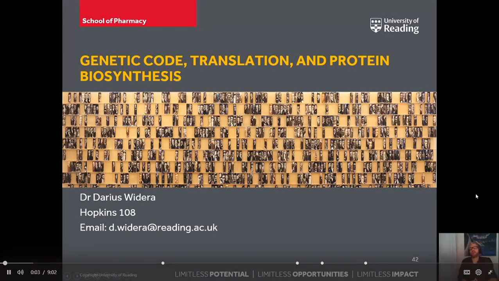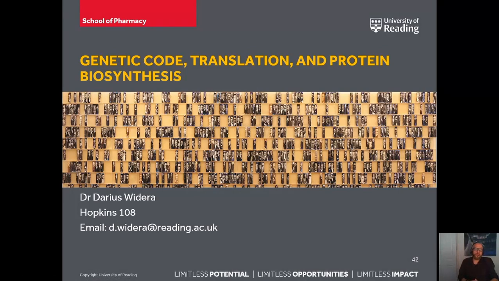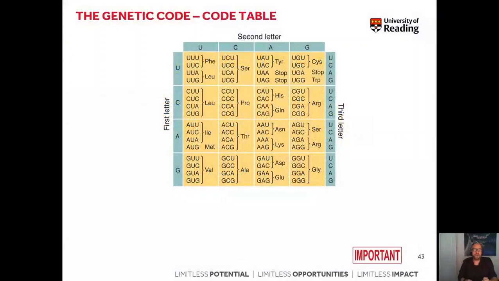Welcome back to our session dealing with the genetic code, translation and protein biosynthesis. After we have learned a bit about general properties of the genetic code, let us try to use the genetic code table to find out what combinations of bases actually produce certain amino acids.